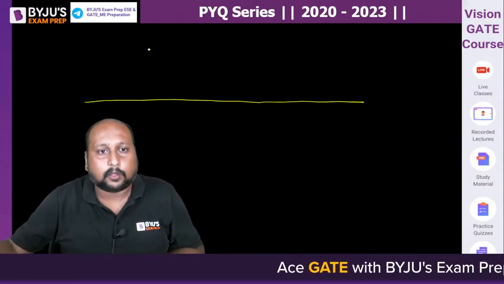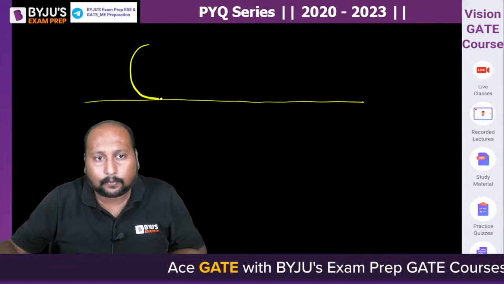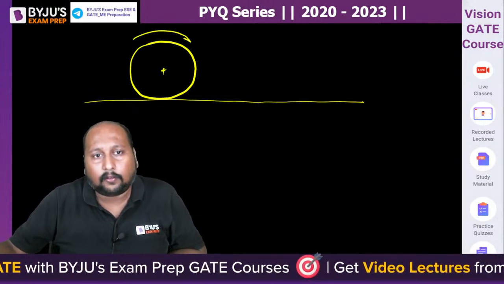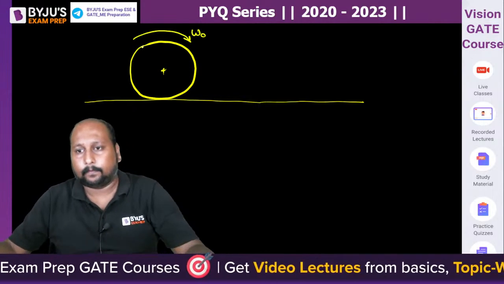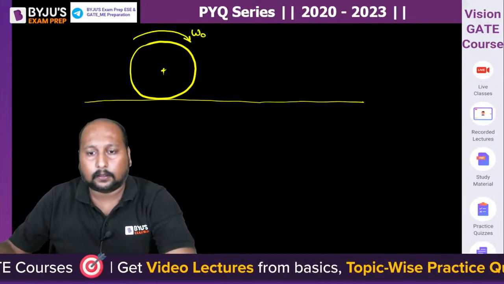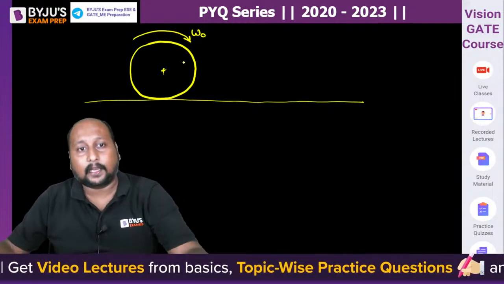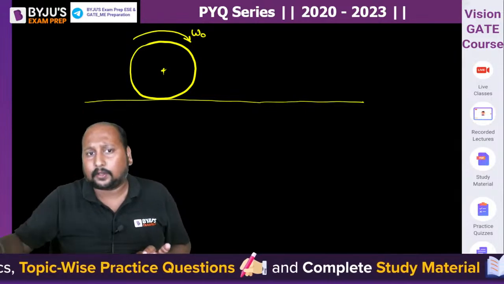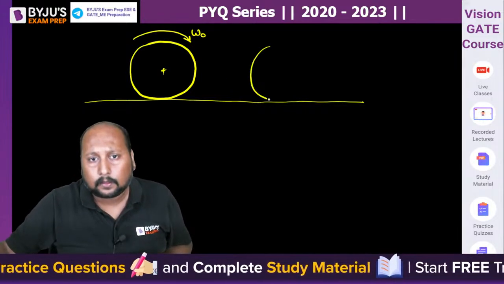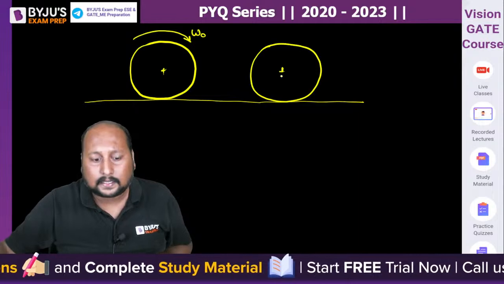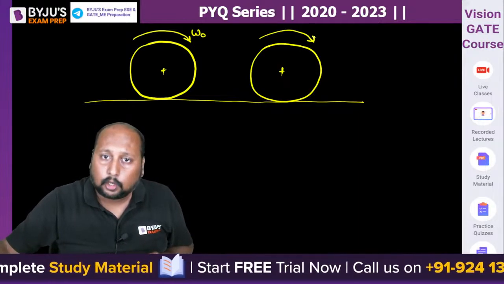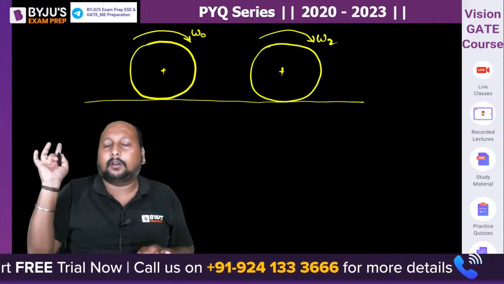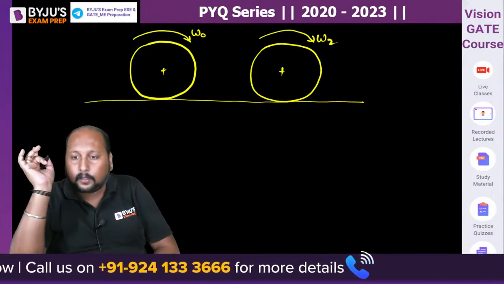So let us suppose we are releasing it, when you are keeping it on the ground, it is rotating with an angular velocity of omega 0, right? After some time, like maybe a microsecond, it will be rolling without slip. Okay, let's say this is omega 2. So we need to calculate this omega 2, and omega 2 into r will be equal to the velocity at the center point. How can we calculate?